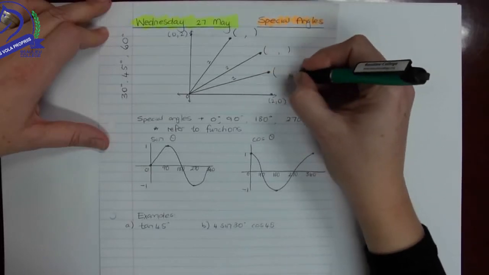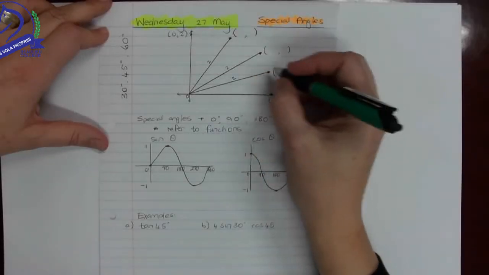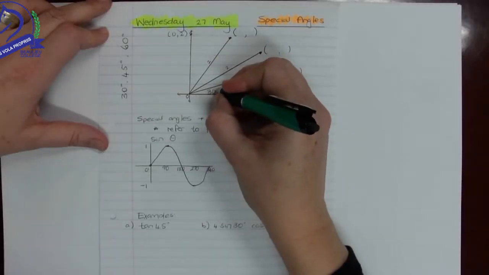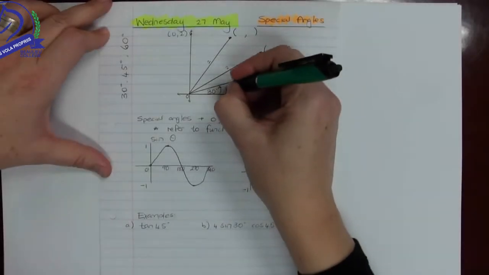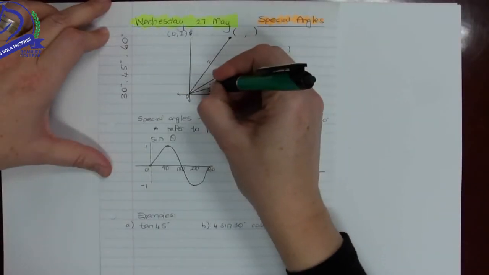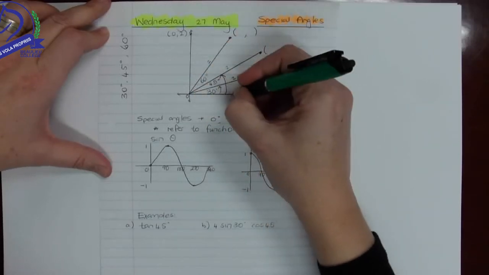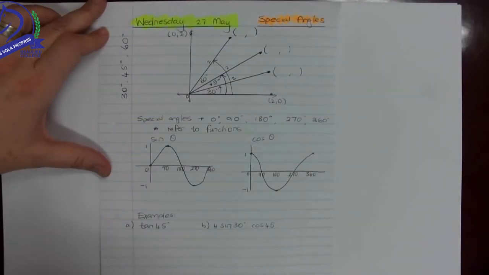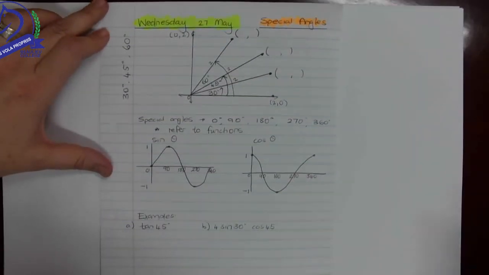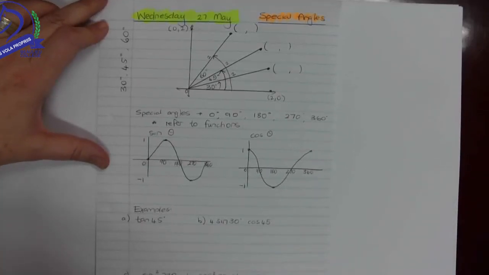Now each one of these points will have a set of coordinates. The first coordinate will represent 30 degrees. The second coordinate will represent 45 degrees. And the third set will represent 60 degrees. Now this is very easy. This is something you do need to write down somewhere before you start answering a question.